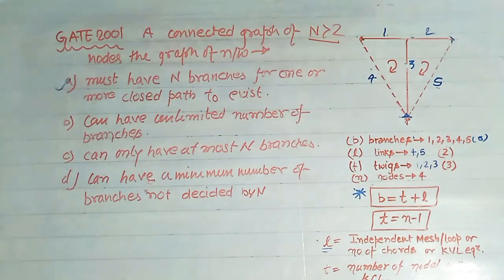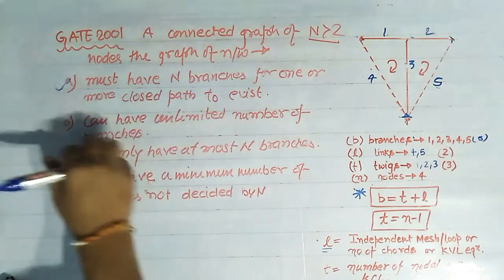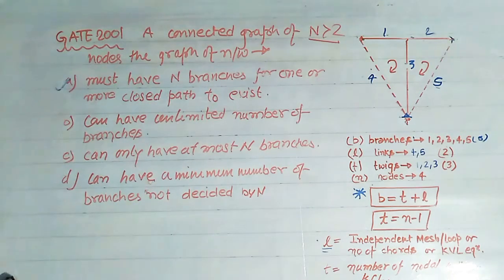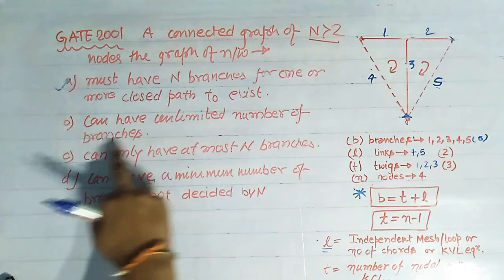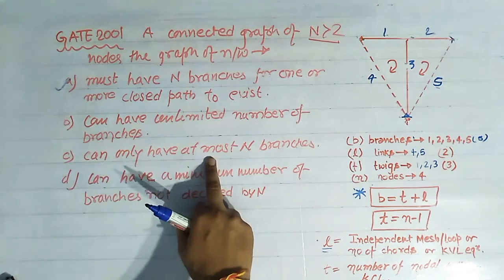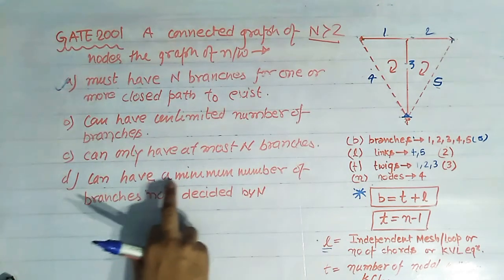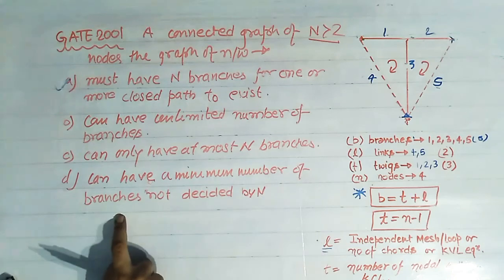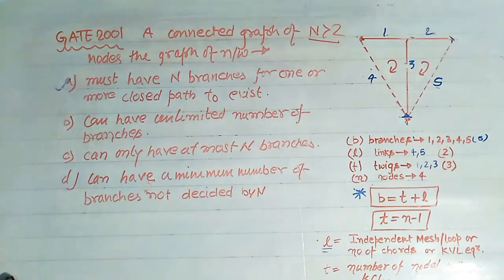Now take this question that has been asked in GATE 2001. Here in this question, for a connected graph of a network with nodes greater than 2, the graph of a network must have branches for one or more closed paths to exist: can have unlimited number of branches, can only have at most n branches, can have a minimum number of branches not decided by n. Now we have to choose the correct option among these four.